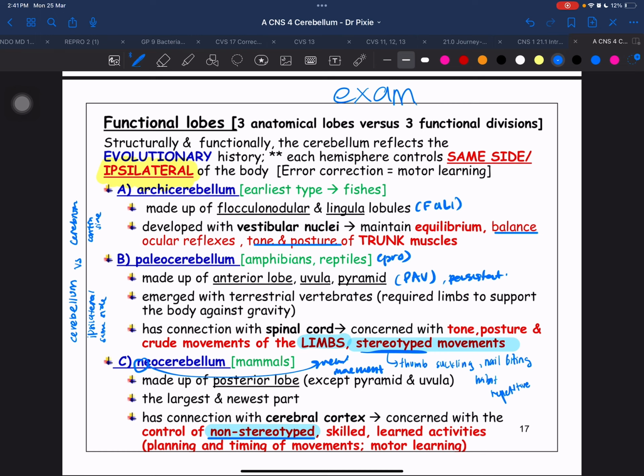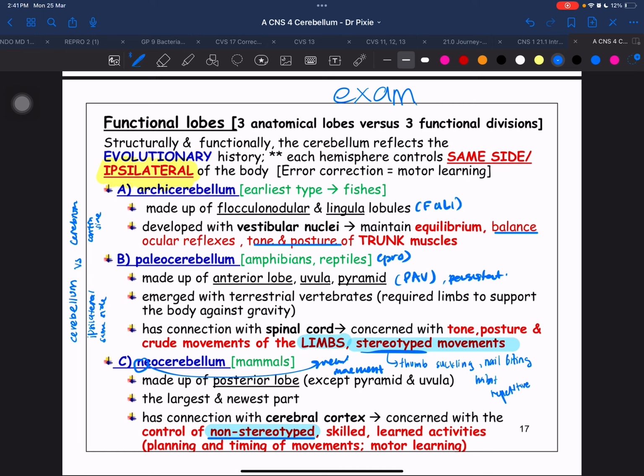And what is stereotype movement? You know what is stereotype movement? Something that you will do unconsciously. Nail biting. What else? Nose picking. Yeah, these are all stereotype movements. And even the baby thumb sucking. Thumb sucking is also a stereotype movement controlled by the cerebellum.